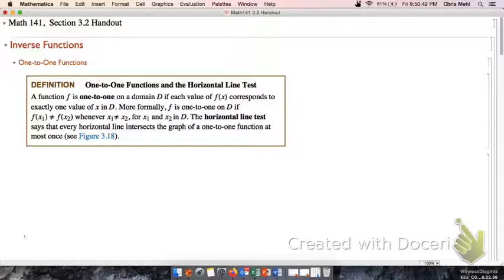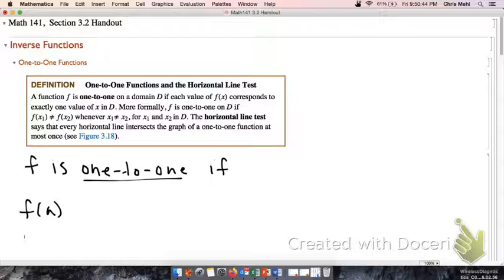There's another way to say this, and we'll use this in the next part. Equivalently, f is one-to-one if f of a is equal to f of b. Okay, the only way that two outputs can be equal, so if f of a equals f of b, then a has to equal b.